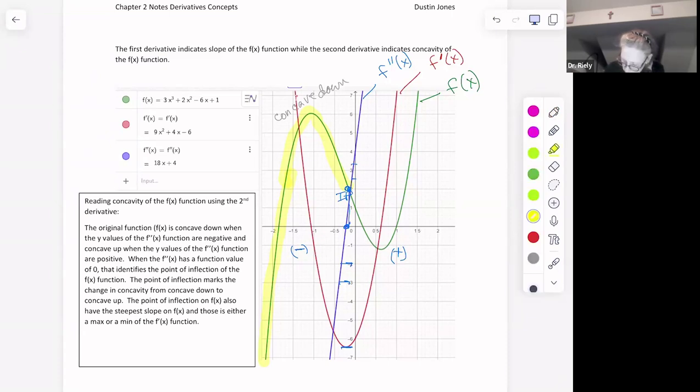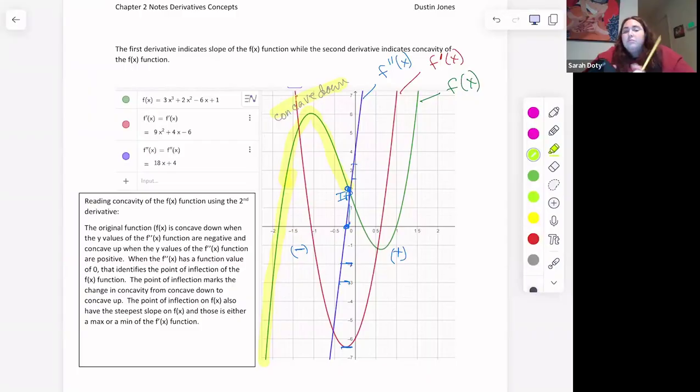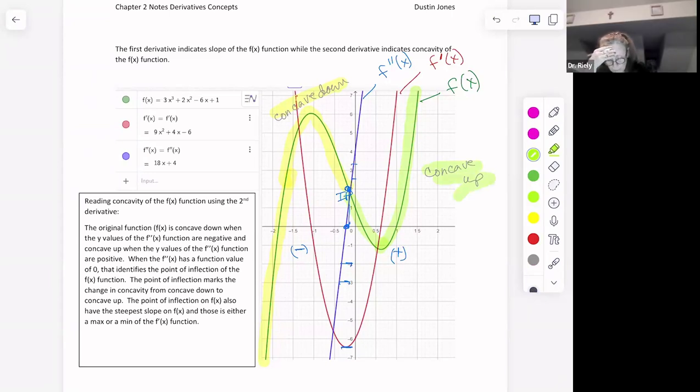So let me highlight that in yellow too. As opposed to, let me go to green, here to here, we are concave up. And the dividing line is the inflection point. So the cubic has two kinds of concavities, and it has one inflection point.